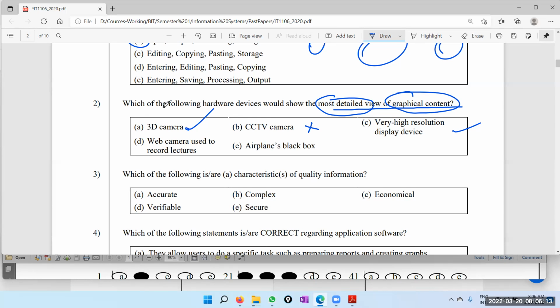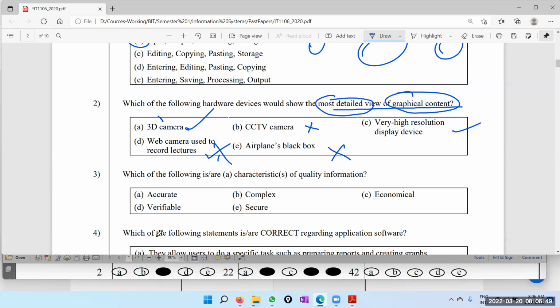Web camera used to record lectures. I don't think a webcam is a high resolution thing. It's a very cheap thing, and also we don't want to make it very high detail, because then the content will be bigger, and that means we are sending more data. So therefore we'll not take it. Airplane's black box. The black box is just to record things, right? It's not a movie. So let's not take that. This is a little bit debatable, but I will go for A and C.